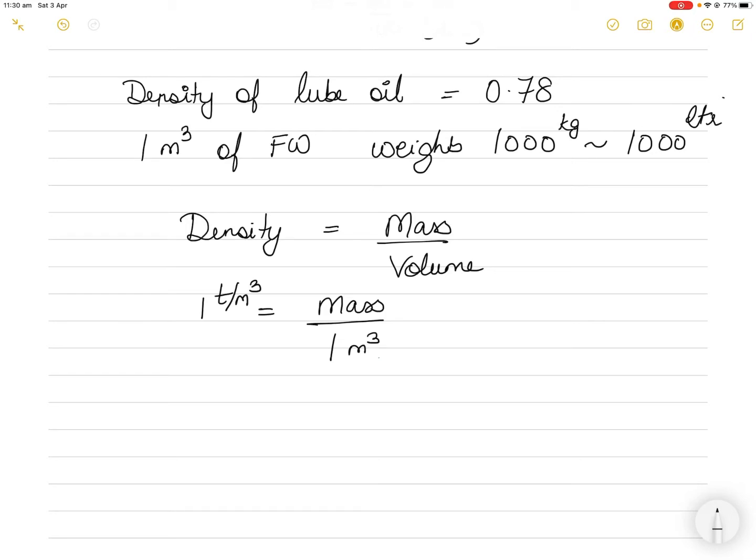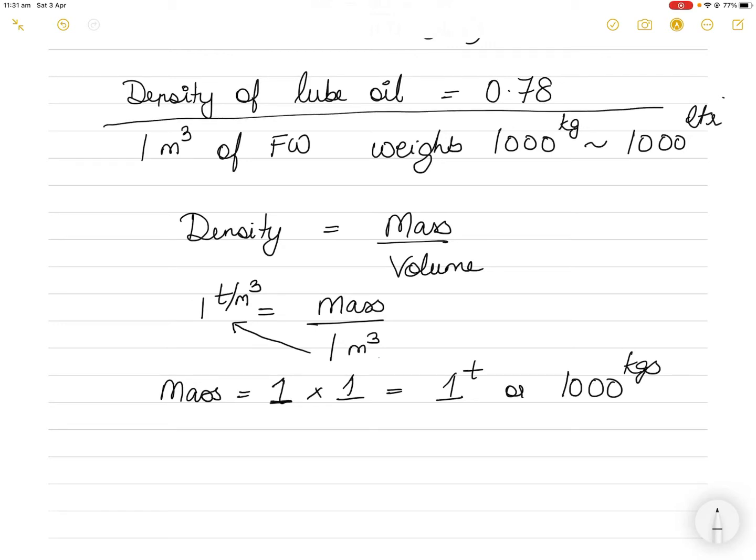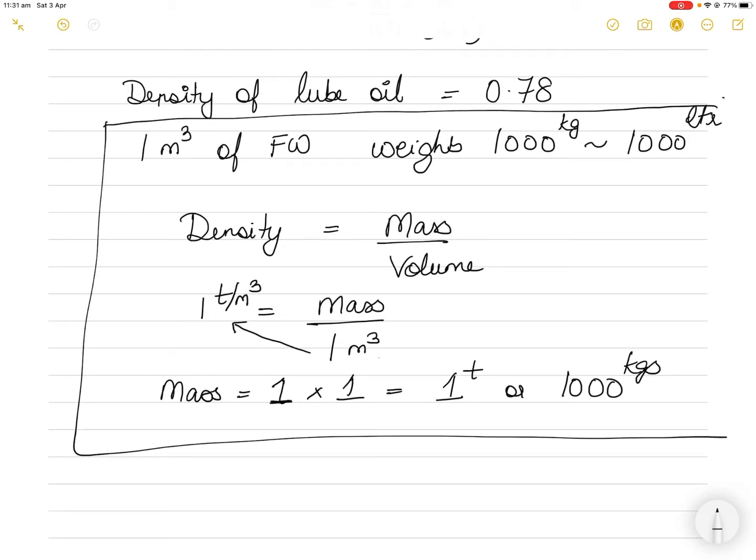So relative density is what? When density of any substance is compared to 1 metric cube of fresh water. That's what I'm trying to establish here, the relationship between relative density and how you can convert the relative density into kilogram. So how can I find the mass of 1 metric cube of fresh water? Mass will be equal to 1 by 1, which is equal to what? 1 ton, or 1000 kilograms, because 1 ton is equal to 1000 kilograms. So that's why I said 1 metric cube of fresh water weighs 1000 kilograms, which is equal to 1000 liters.